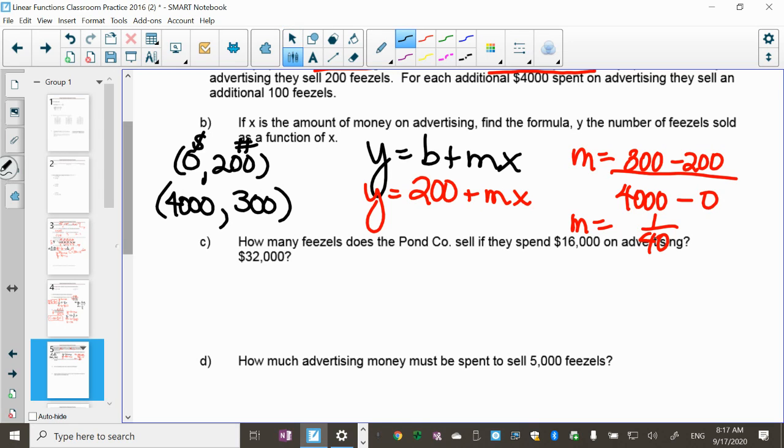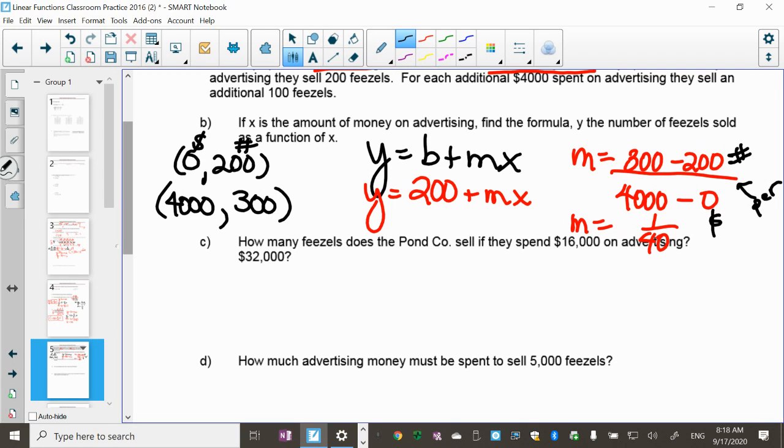What does the 1 stand for? The 1, what was the top? The top was number. This is the word per. The bottom was money, right? So what's 1 over 40 stand for in words? I can sell 1 feasel for every, or per, 40 bucks of advertising. Isn't that easy? Label the crap, then I know my unit.